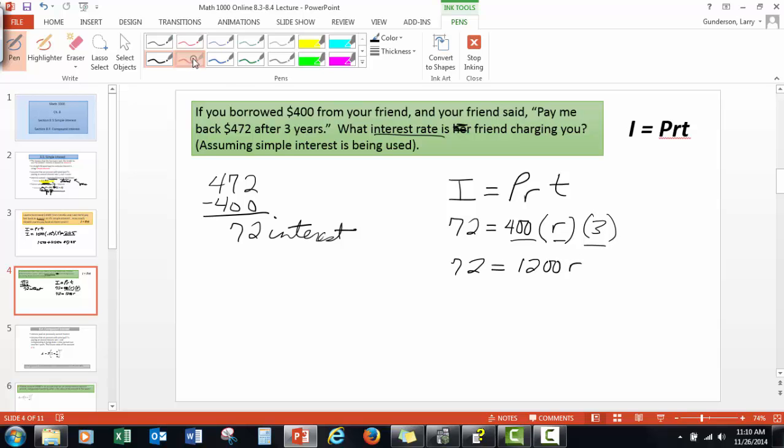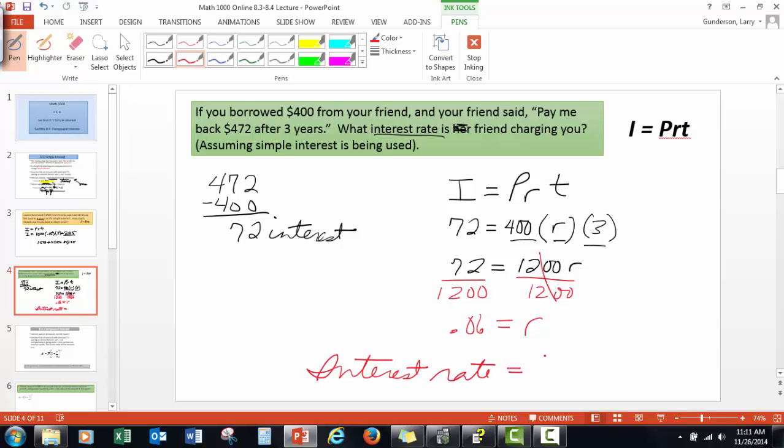Then use a little bit of algebra to solve for the R. We need to divide by 1200 on both sides, because this means 1200 times R. So the way to get rid of a multiplication is to divide. So we get R equals 72 divided by 1200. And when you take 72 and divide it by 1200, you get 0.06. So that means the interest rate was 0.06, which as a percent is 6%.